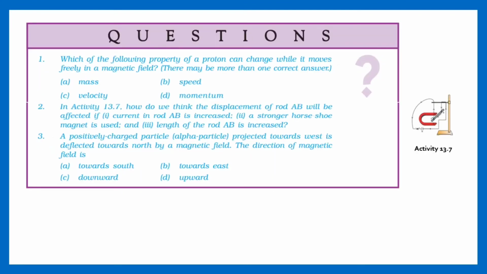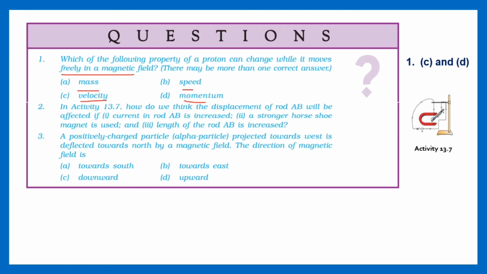Here are some more questions. Let me read the questions for you. The first question is, which of the following properties of a proton can change while it moves freely in a magnetic field? Mass, speed, velocity, or momentum. Which property will be changed? The correct answer is velocity and momentum. Velocity of the proton will be changed, and if velocity is changing, then p is equal to mv, that is the momentum, will also be changed, right?